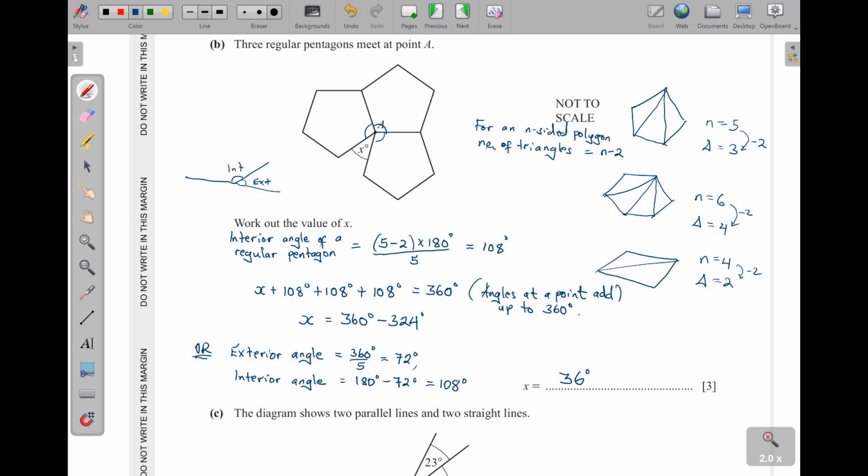And then you get 108. See, then you can now come back to this one here, and then you proceed. So this is also another way of finding the interior angle, by first finding the exterior angle.